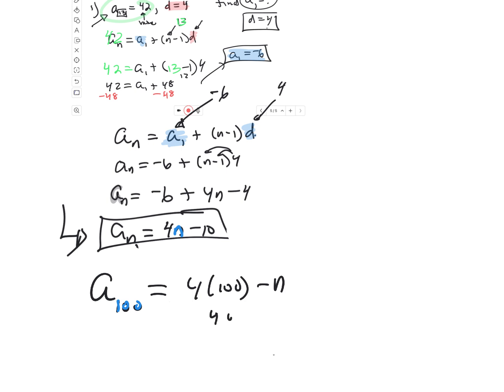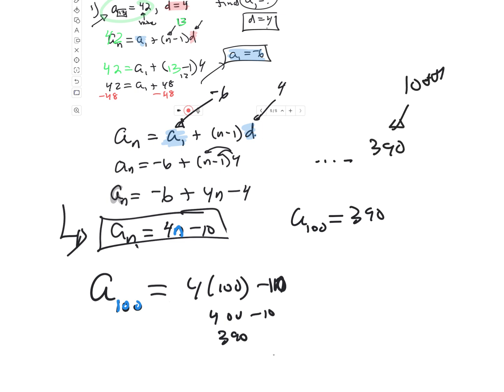So it should be a 10. So that means 390 is the value. So 390 would eventually be the value of the 100th term in the sequence. So the 100th term would have a value of 390. So a lot of notation to understand. Let's look at the next one.